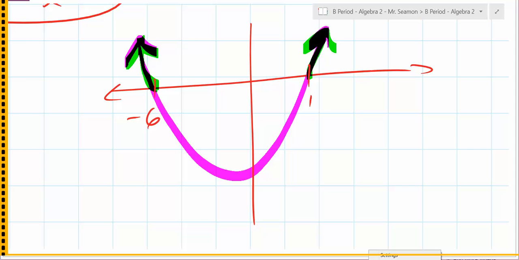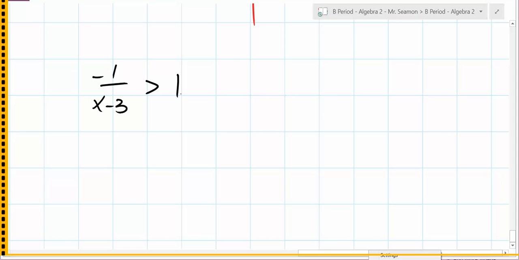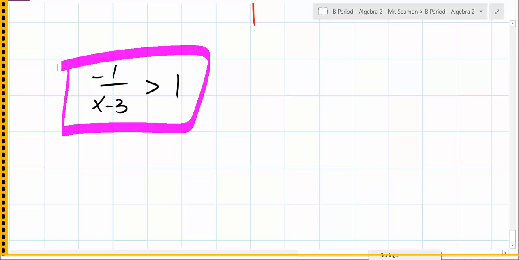There's only one little thing to add in that makes it slightly more entertaining, and it's the following. It's not that it makes it more complicated, it's just you have to be very, very careful. Negative 1 over x minus 3 is greater than 1. This right here is not a quadratic. It's not a line either. This is a weird function. What did we do first when I asked you how to solve an inequality like that? Instead of having the inequality, what did we turn it into?